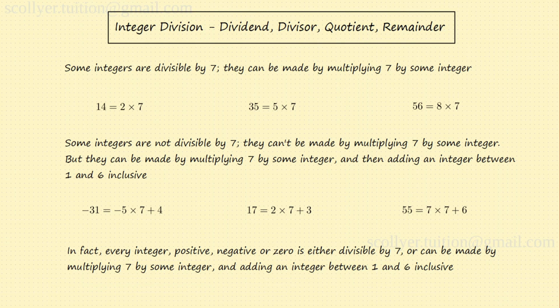Integer division, dividend, divisor, quotient, remainder. We know that 14 can be made by taking 7 and multiplying it by 2. 35 can be made by taking 7 and multiplying it by 5. 56 can be made by taking 7 and multiplying it by 8. We say that 14, 35, and 56 are divisible by 7. And indeed, any integer that can be made by multiplying 7 by some integer is divisible by 7.